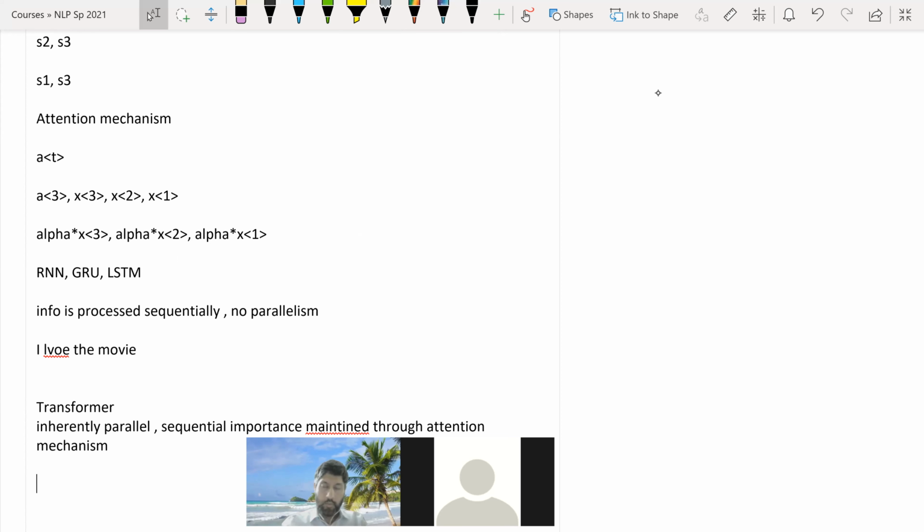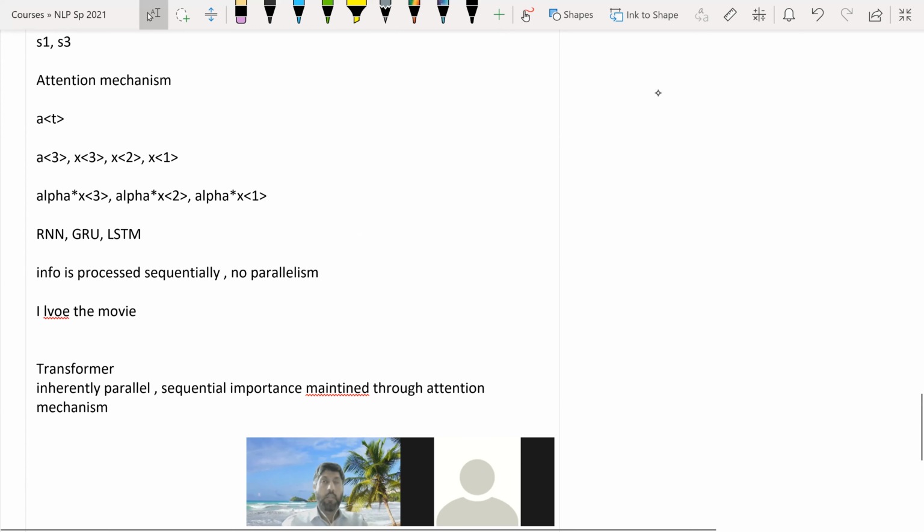So I think I will introduce the attention mechanism. Now we're also running out of time. Maybe we won't be able to complete it. So let's start with the attention mechanism in a transformer.